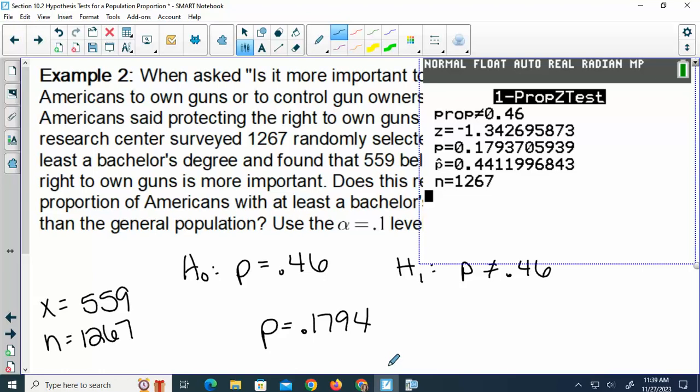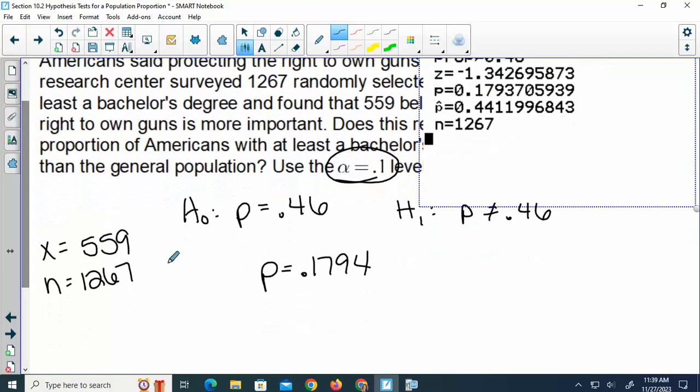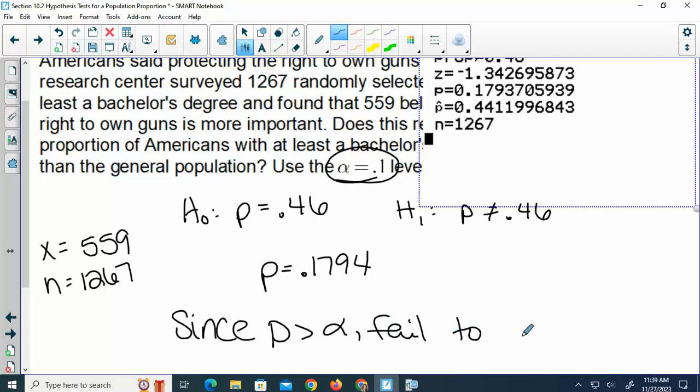Is that what we got by hand? Not exactly, but pretty close, isn't it? We got what, 0.18 by hand? So 0.179 is not too far off. So we reject if this is smaller than alpha. Alpha was 0.1. So since the probability is bigger than alpha, that means we fail to reject. Okay, we do not have enough evidence to prove that the population feels differently.